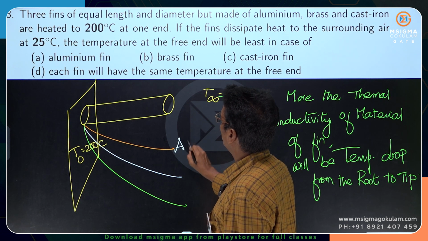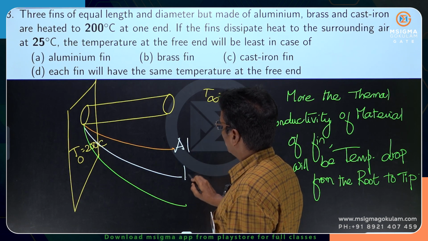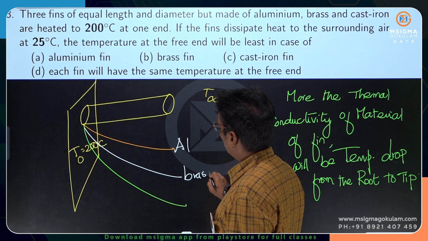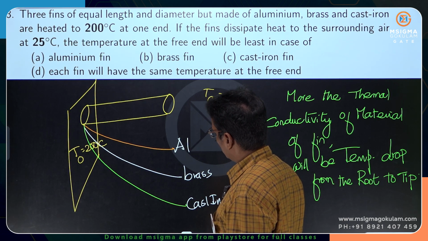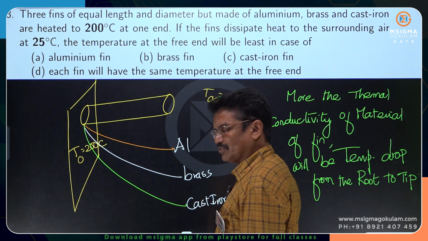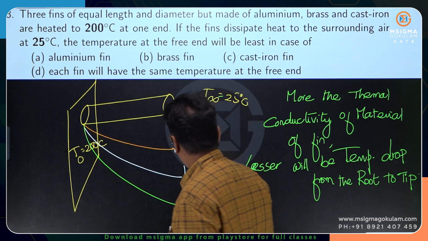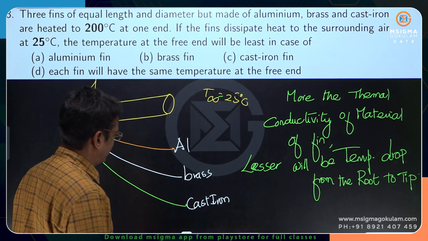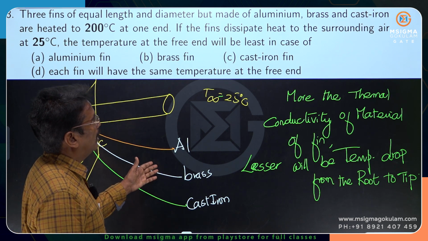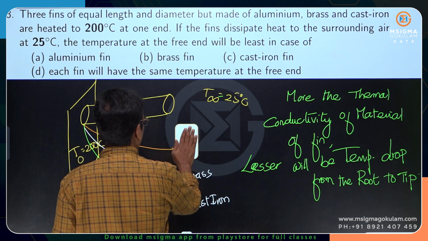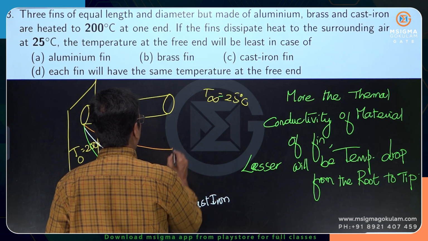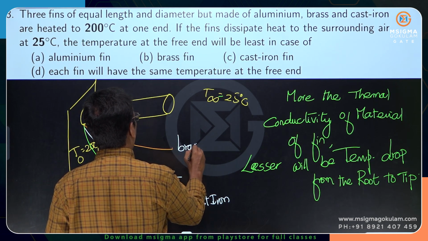This is for the aluminum. Second, brass is an alloy of copper. This is the cast iron. Cast iron has a conductivity of only 50. Brass has around 250 or 300. Brass is this one, and brass is more conducting than aluminum.